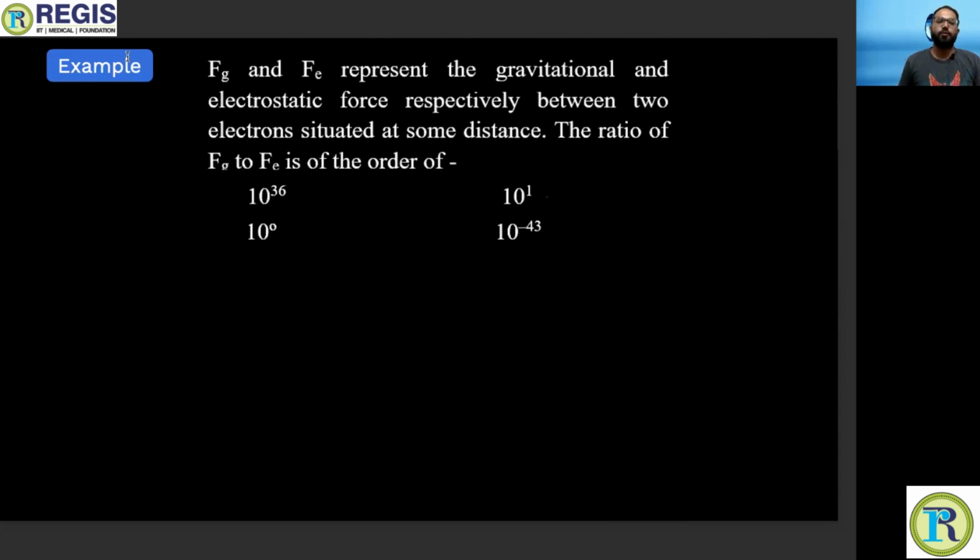Next question is, F base G and F base E represent the gravitational and electrostatic force respectively between two electrons situated at some distance. The ratio of Fg to Fe is of the order of. Option A, option B, option C, and option D. So I'm giving you 15 seconds. You can try this question.